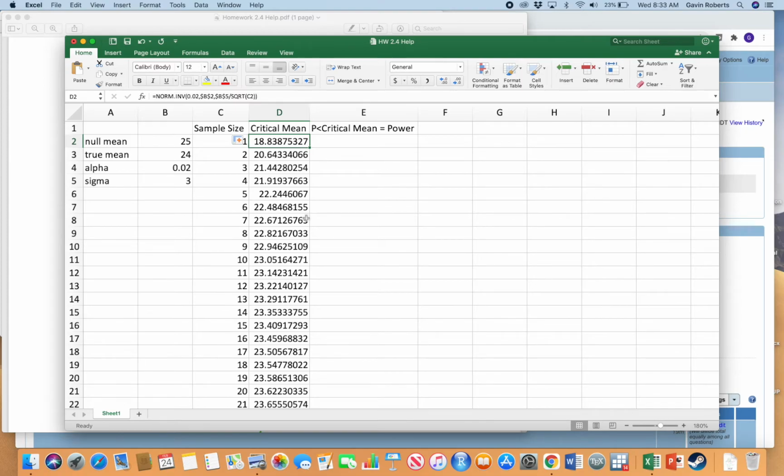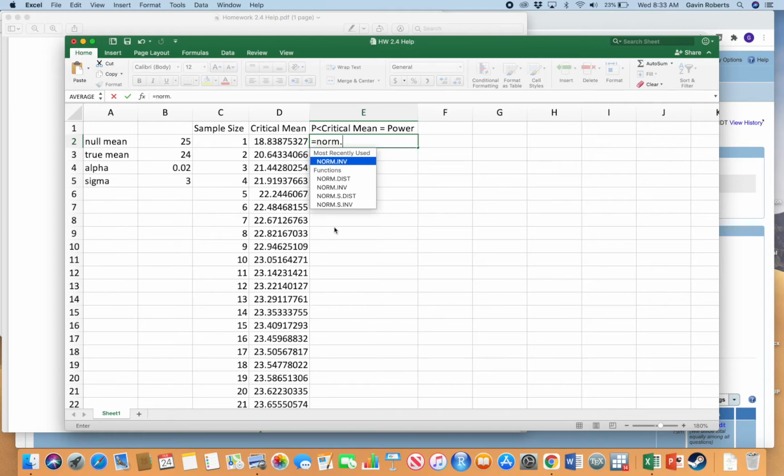Now we're going to ask, what's the probability of landing there given we know the true mean? So now we're going to say, what is the probability? Notice I'm using normal distributions for all this because they gave us sigma. Doing power problems is even more complicated using t because the t distribution depends on the sample size, right?